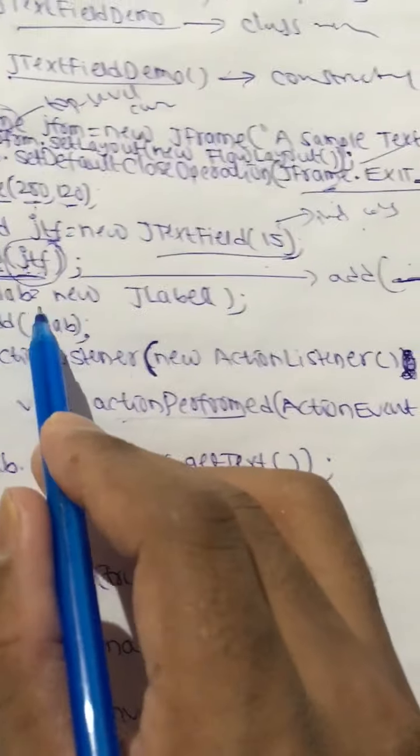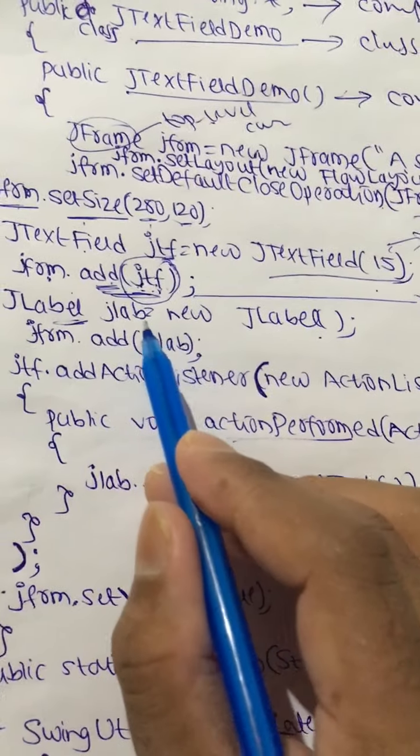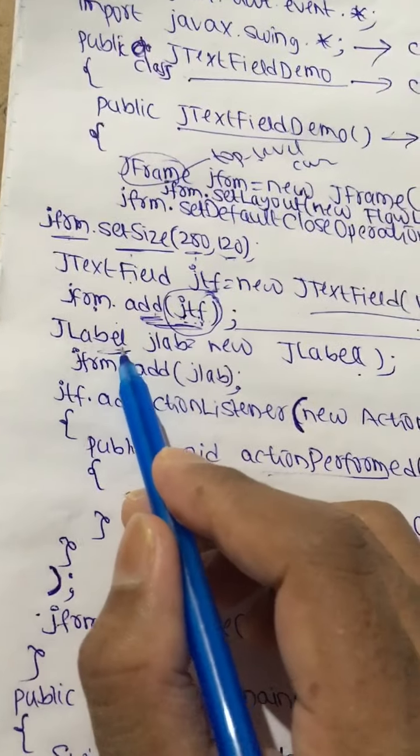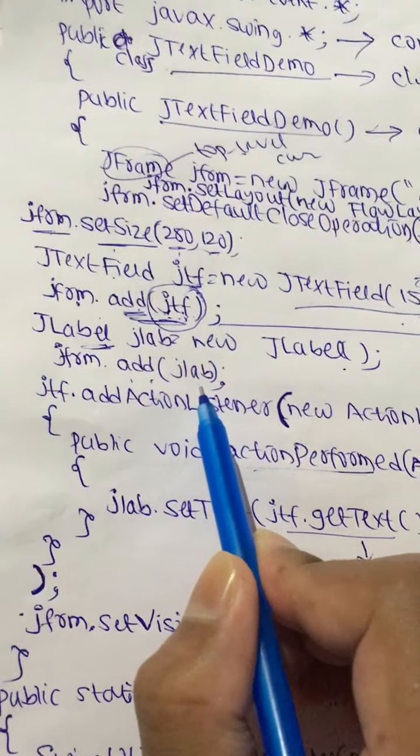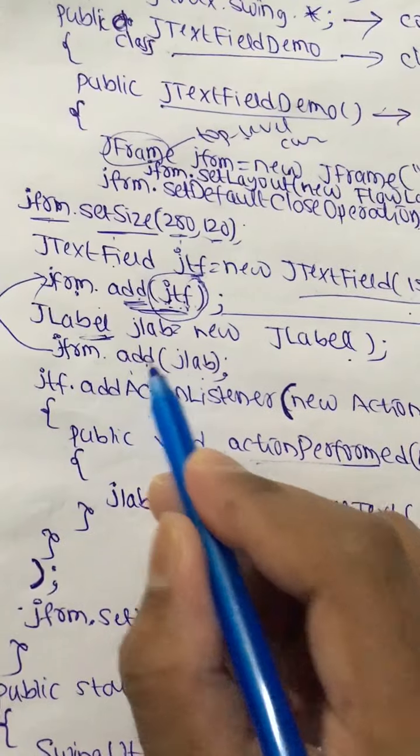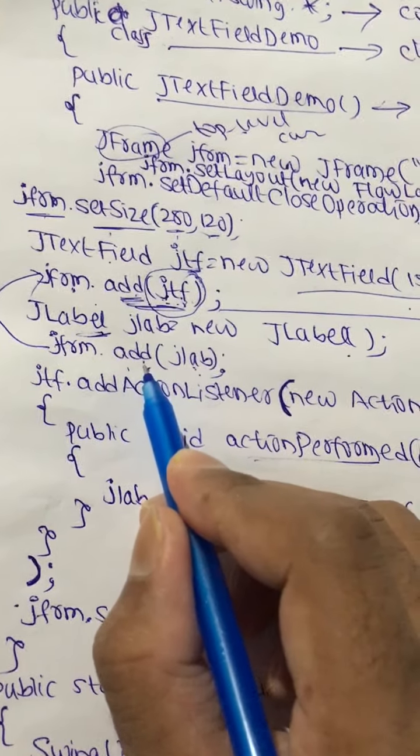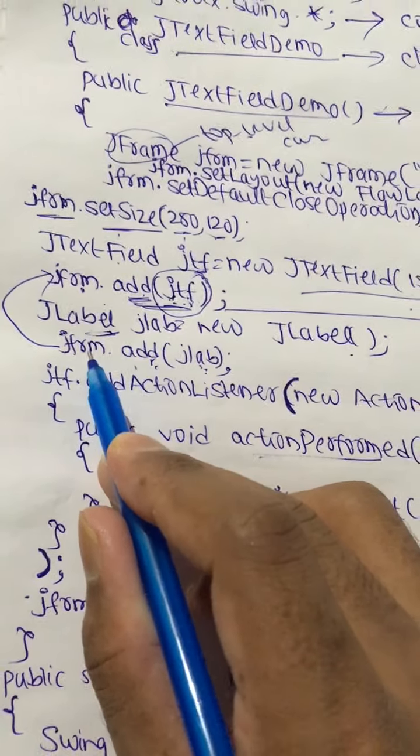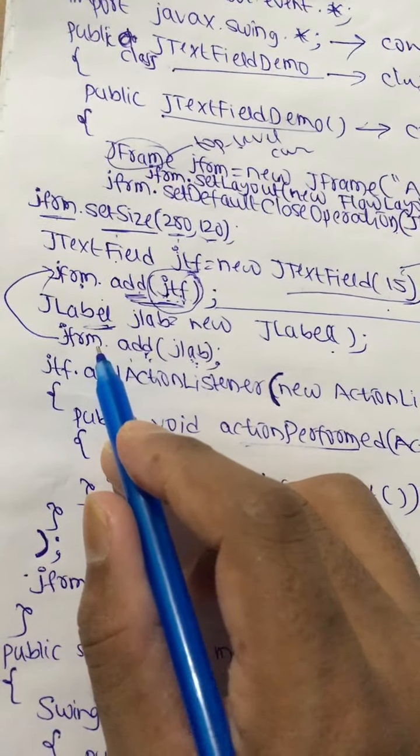Next, JLabel jlab = new JLabel, where JLabel is another component. So we are creating a label by using the JLabel component class. Next, jfrm.add(jlab). This is similar to this one. We are adding a label to the frame by using the add method. The add method adds the label to the frame's content pane.